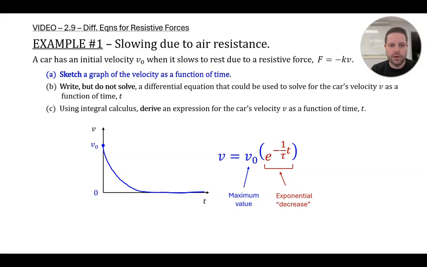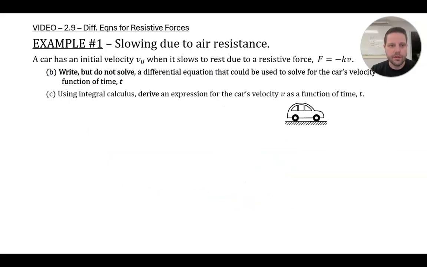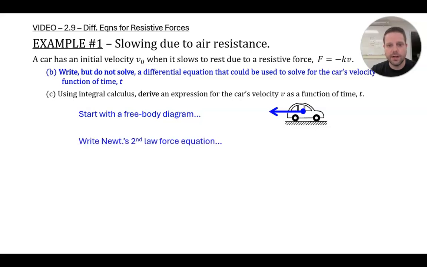So let's move on to part B. We're going to write the differential equation. In this case, we're not solving it, we're just writing the differential equation. So we're going to start with the free body diagram. If a car is moving, there's going to be only one horizontal force, and that's going to be due to the air resistance, kV. So if we write out our equation, which is our Newton's second law force equation, then we get negative kV equals ma. But of course, to make this a differential equation, we have to switch out this variable a with its differential. And that's because a is changing.